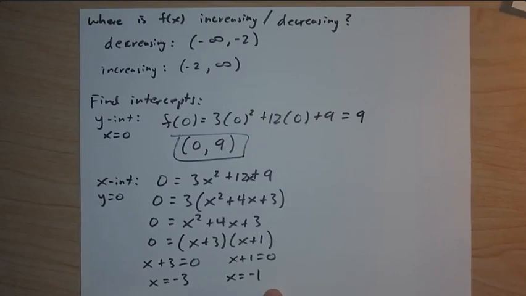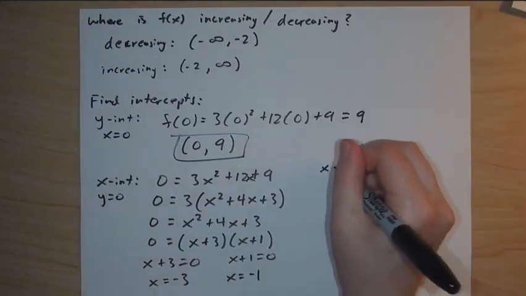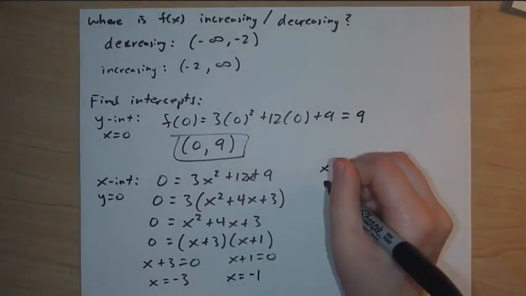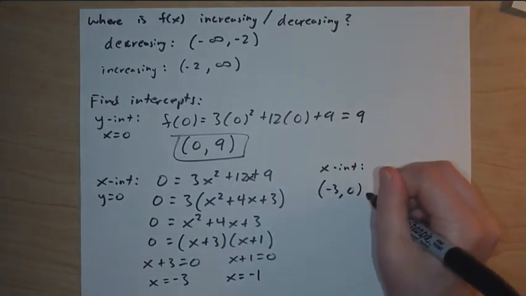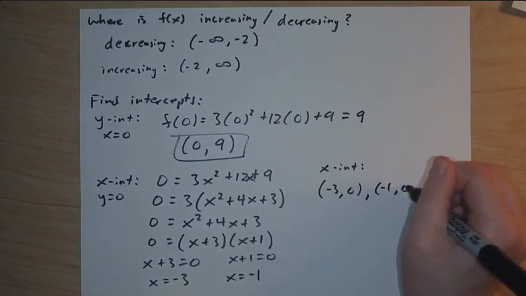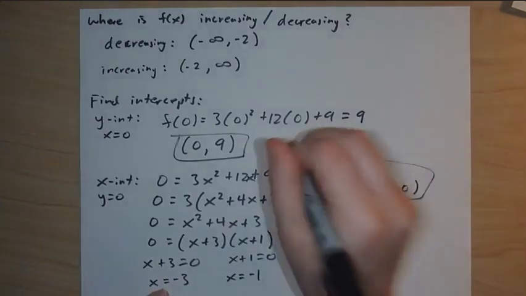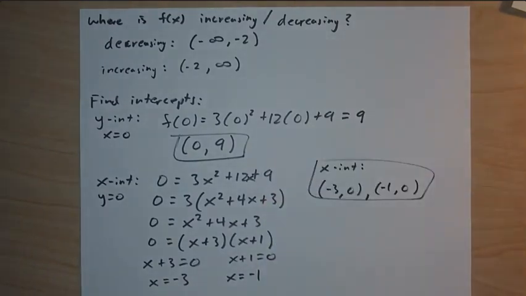So we have the x-intercepts at the points -3, 0 and -1, 0. And that's the last information they ask of us.